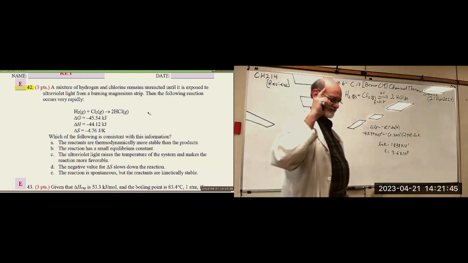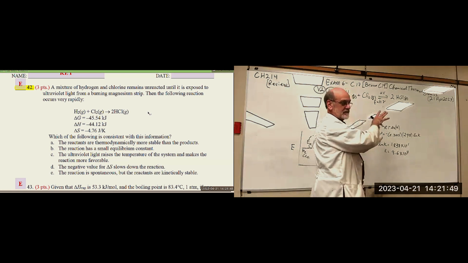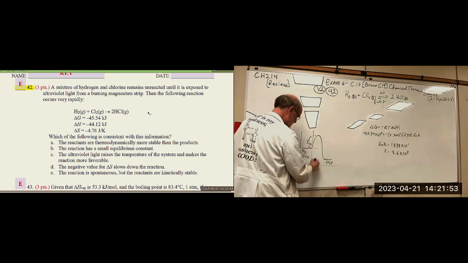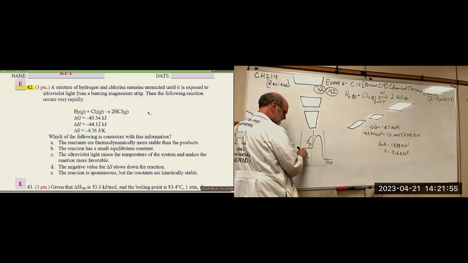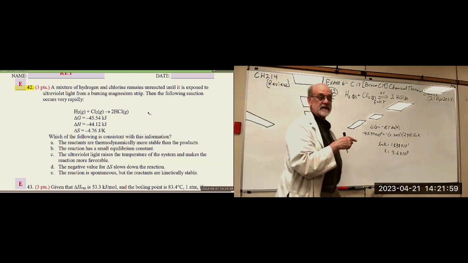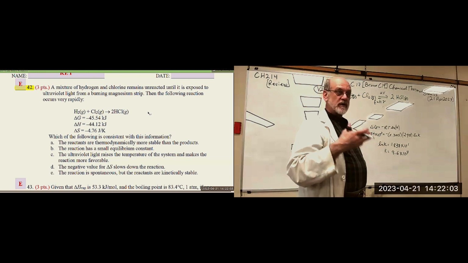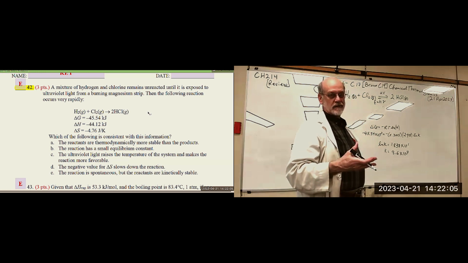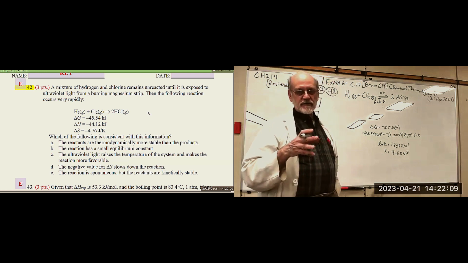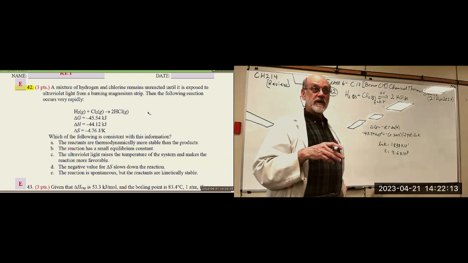Okay. This is equilibrium. This side and this side. It doesn't say anything about this. Delta S is a thermodynamic process. It's equilibrium. It's not kinetics. Right? So that statement about delta S is false on its face. It has nothing to do with the speed of the reaction.